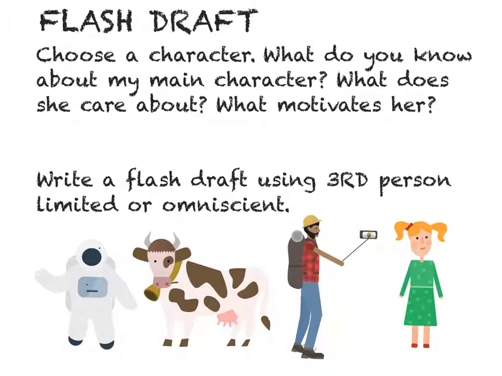Because you're such a pro at writing in first person, for your flash draft today, I want you to choose a character. You can choose to write it down if you want to, or you can just think about it. What do you know about your main character? What does he or she care about? What motivates him or her? And then I want you to write a flash draft through third person limited or omniscient.